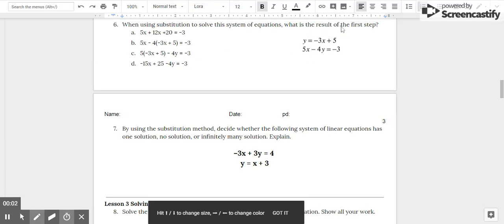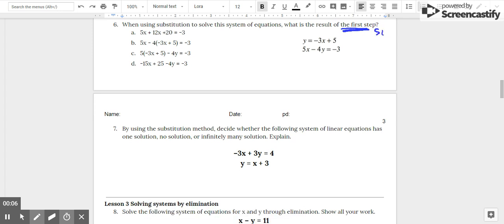And what's the result of the first step? First step means you're just substituting. This question is not asking you to solve. You just substitute the expression for y. So now, as you see, y is negative 3x plus 5. y is equal to this, which means you can use negative 3x plus 5 for y.